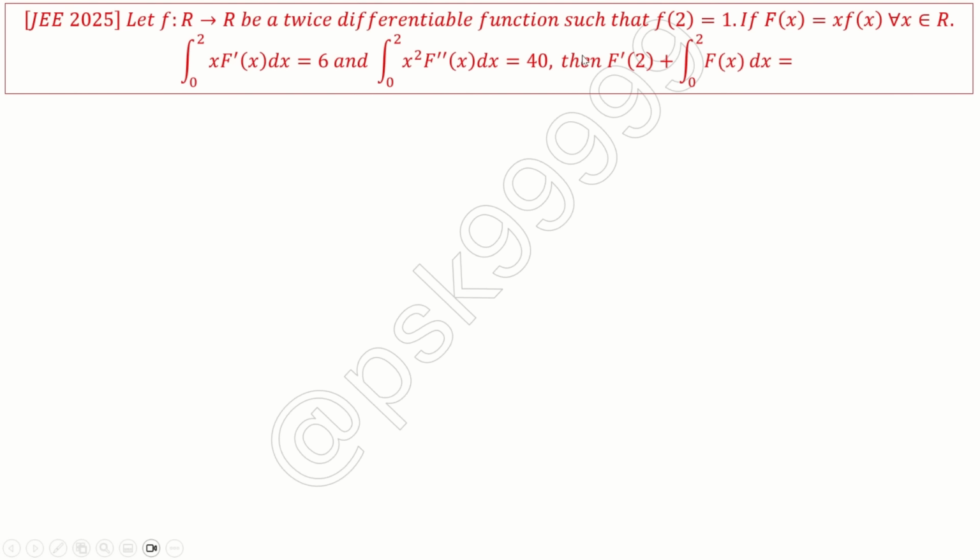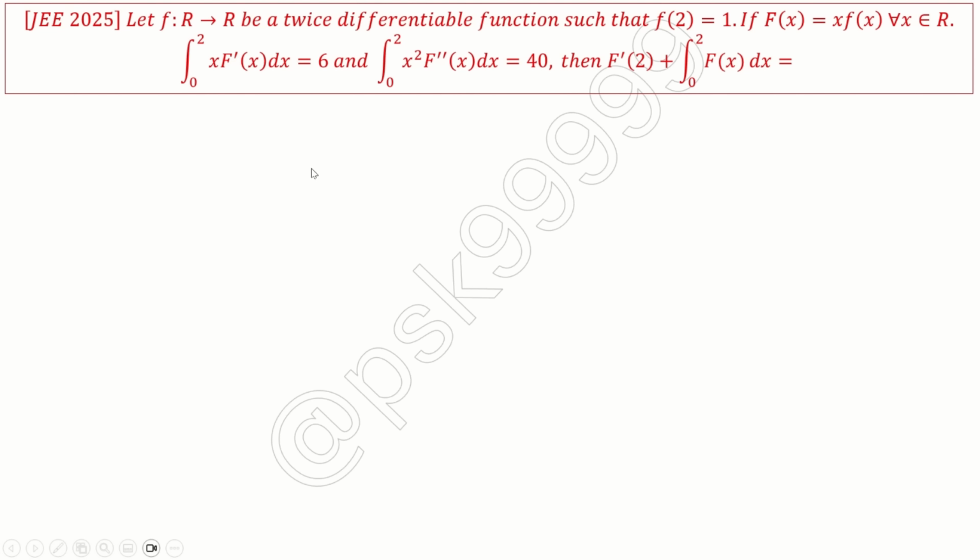Okay, be careful, you have capital F and small f. Capital F normally represents integration of the f of x, small f of x. Okay, but you don't need to worry actually what is the capital F of x. You don't need to worry, because it is defined as capital F of x is nothing but x f of x.